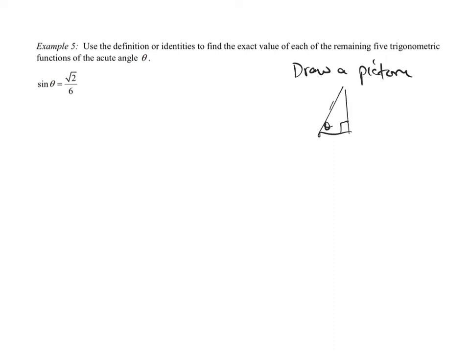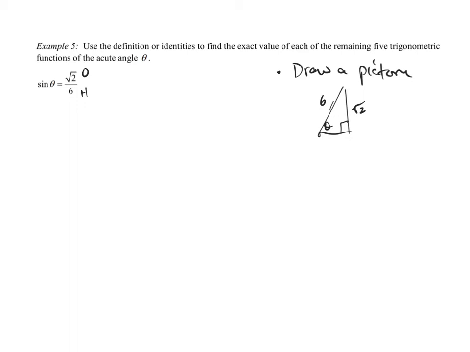So here's my right triangle. I'm going to put my theta down here, which I don't have to put it down there, but I could if I wanted to. The other option would be to put it at the top of the triangle, but it's really up to you. And then if sine theta is root 2 over 6, I know that sine theta is the opposite over the hypotenuse. So I'm going to put on this triangle that the opposite side is square root of 2 and the hypotenuse is 6.